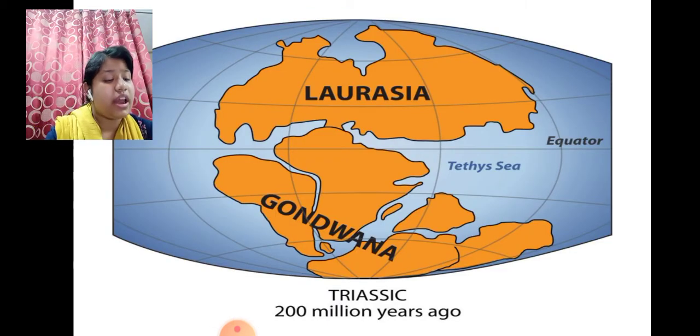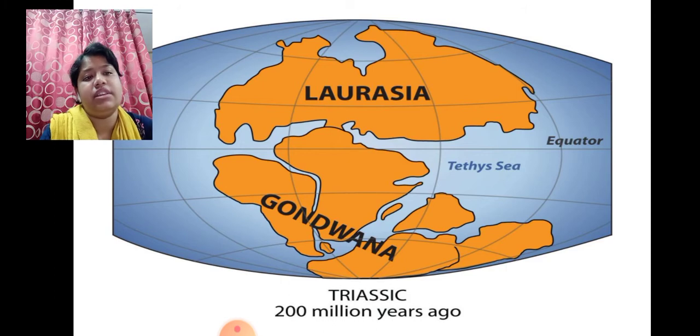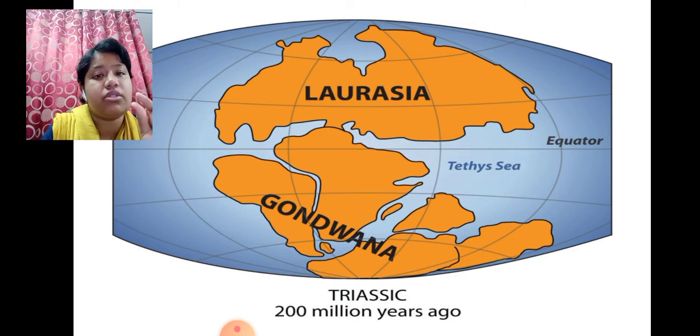After the breaking of these two pieces, the northern part is called Laurasia and the southern part is called Gondwanaland. In between Laurasia and Gondwana there was a sea, which is called the Tethys Sea. Gondwana consists of South America, Africa, India and Australia.